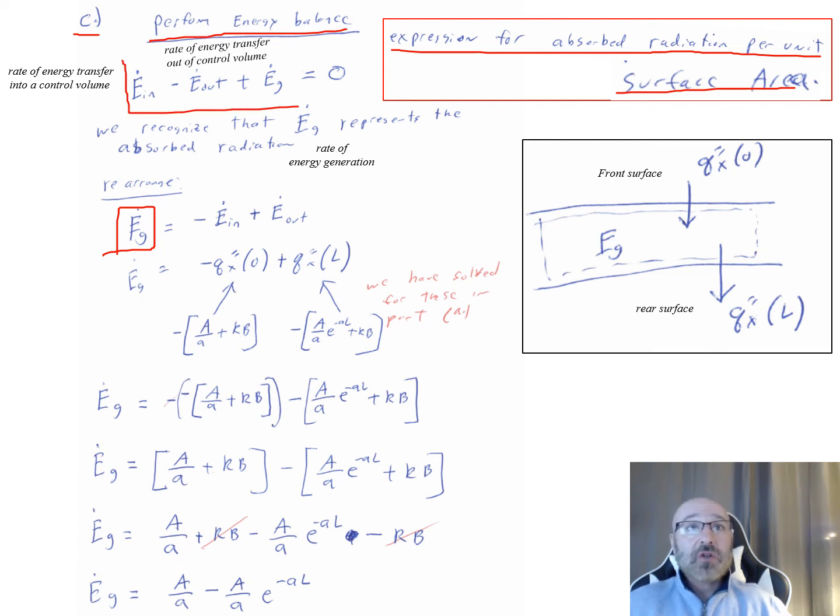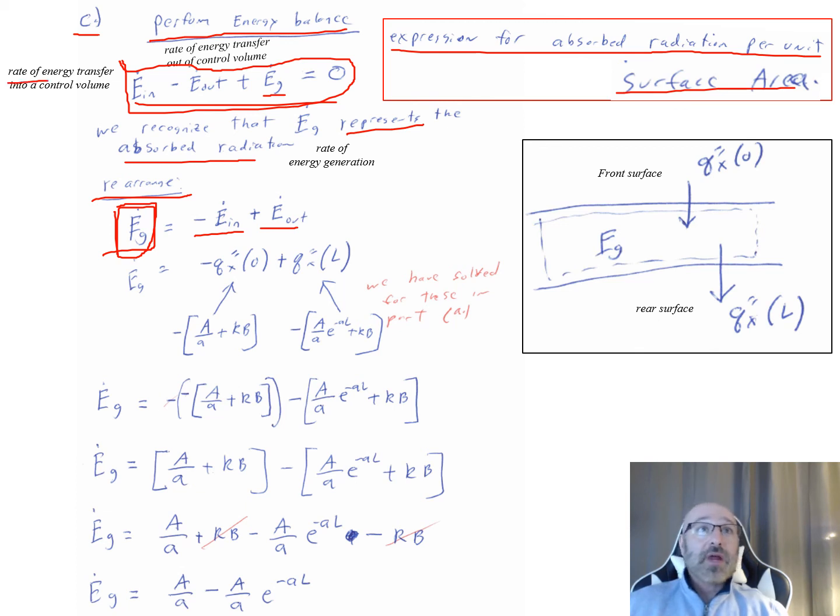We have this as our general equation, where we have our E dot in, or our rate of energy transferred into the control volume, minus our E dot out, which is the rate of energy transferred out of the control volume, plus our E dot sub G, which we recognize represents the absorbed radiation, which is our given and what we're looking to solve for. This is all equal to 0. Well, we want to solve for our E dot sub G, and if we rearrange this, it is now equal to our negative E dot in plus our E dot out, or our negative rate of energy transfer into the control volume plus our rate of energy out of the control volume.